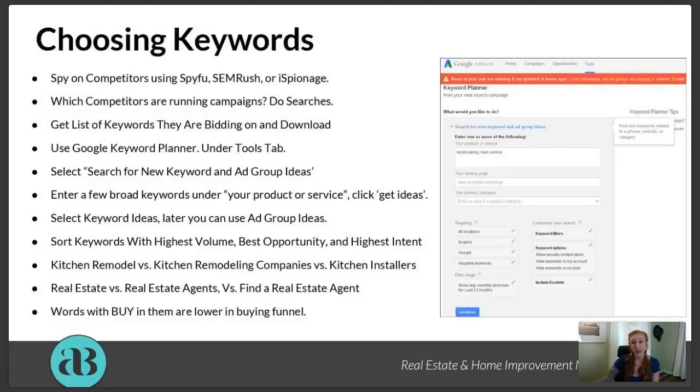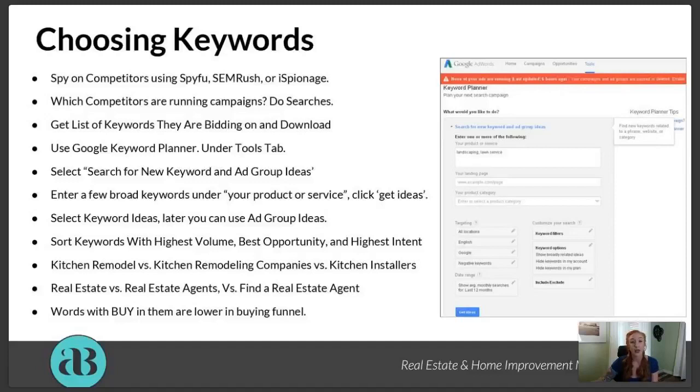And highest intent is basically, what is a person searching for these keywords? What is their intention? Is it to buy? Is it to just get initial starting information? There is a really long buying funnel for things like real estate and home improvement, which I specialize in. So you have to understand that someone searching for kitchen remodel, someone searching for kitchen remodeling companies, and someone searching for kitchen installers, they have very different levels of intent. Kitchen remodel could be so general, you're just looking for some good information around that topic. Kitchen installers, you're actually looking for someone to install your kitchen remodel. So think of intent very seriously.